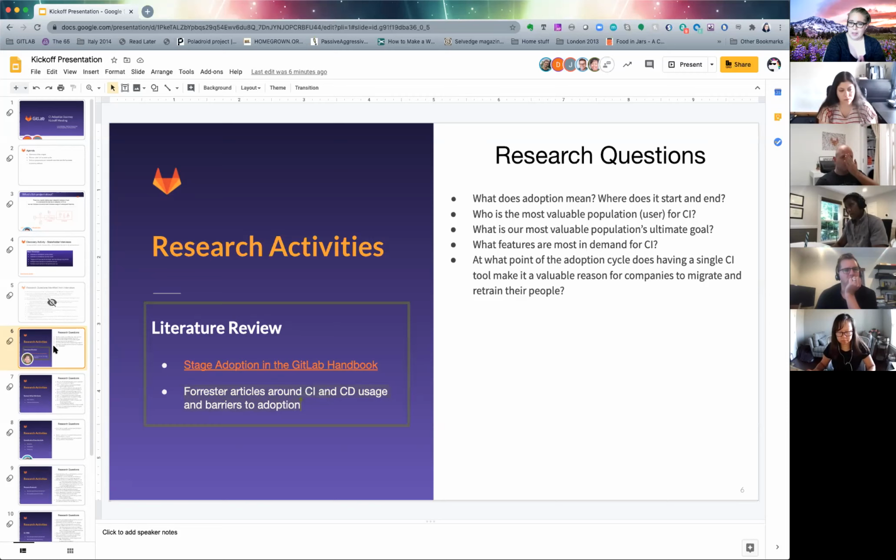I'm hoping Forrester will help us also understand the features that are most in demand for CI now and in the future. And at what point of the adoption cycle does having a single CI tool make it the valuable reason for companies to ditch their other tools and come to something like us? So those are our goals that we're hoping to be able to get answered with the literature review. Any questions for this one?